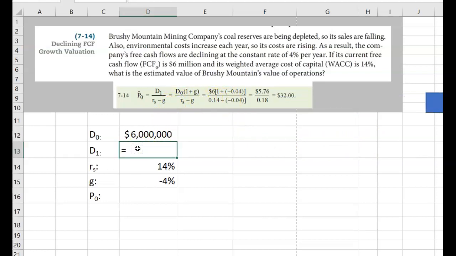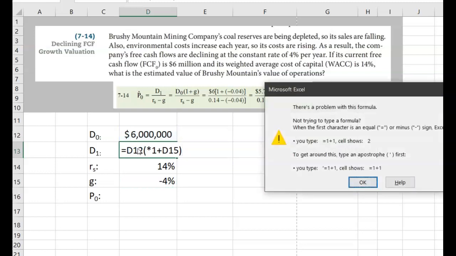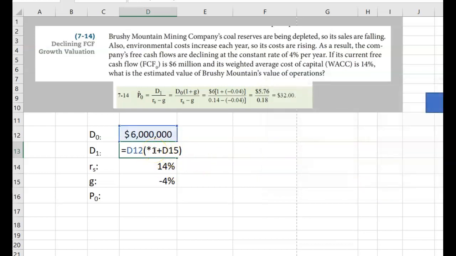So to solve for D1, what we have to do is take D sub 0. So I'll take equal that 6 million given in cell D12. And I'm going to multiply that times 1 plus the growth rate. And we know the growth rate is a negative 4% given in D15. Okay, put that together. Oh, we're multiplying. So with Excel, we've got to put the asterisk there to let it know it's multiplying. You put it on the outside of the parentheses. So that gives us 5760 is the value of D1.